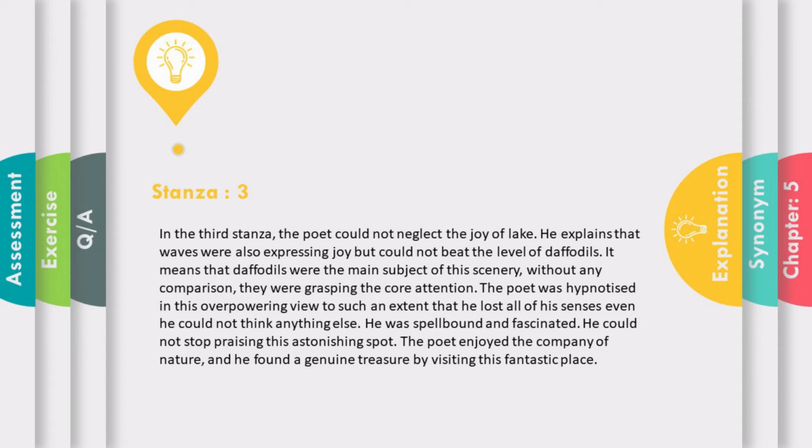In the third stanza, the poet could not neglect the joy of the lake. He explains that the waves were also expressing joy but could not beat the level of the daffodils. It means that daffodils were the main subject of this scenery. Without any comparison, they were grasping the core attention.